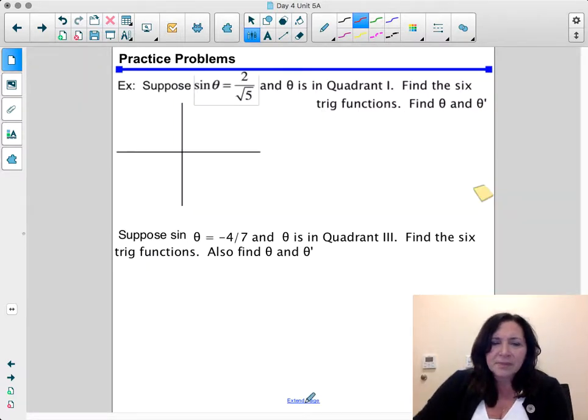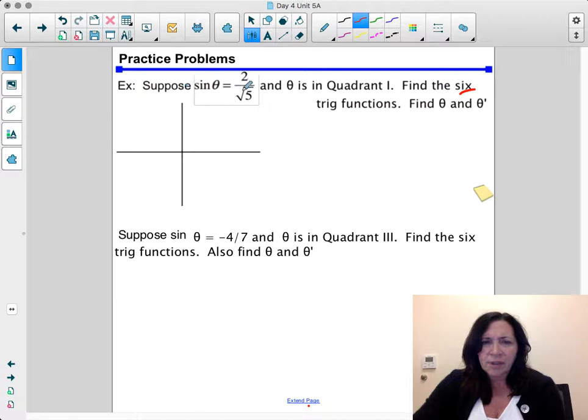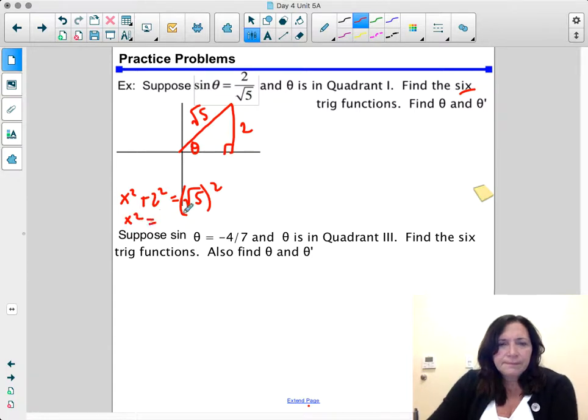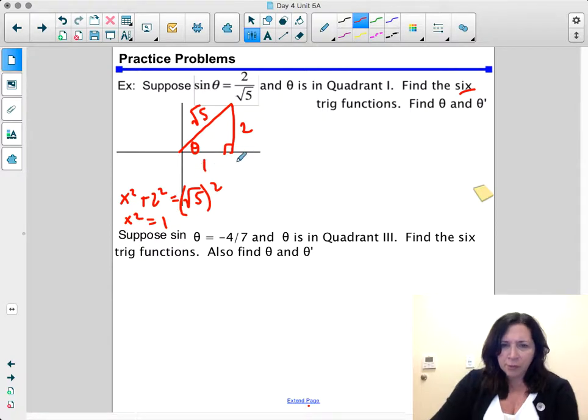So for this problem here, your job is to find the 6 trig functions and then find theta and the reference angle. It says I'm in quadrant 1, so I'm going to draw my angle in quadrant 1. Here's theta. Sine is opposite over hypotenuse, so that's 2 over square root of 5. Let's see, x squared plus 2 squared equals the square root of 5 squared. So that's 5 minus 4. Well, that's 1. Square root of 1 is 1.